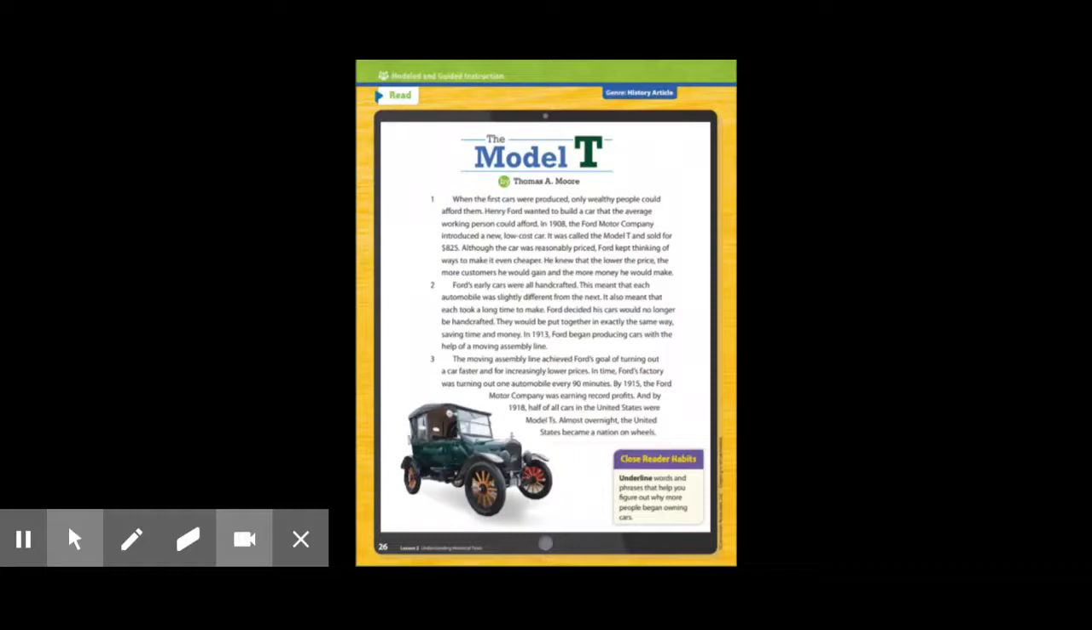Who do you think Henry Ford was? He was a man who built cars. Very nice. What is the article mostly about?